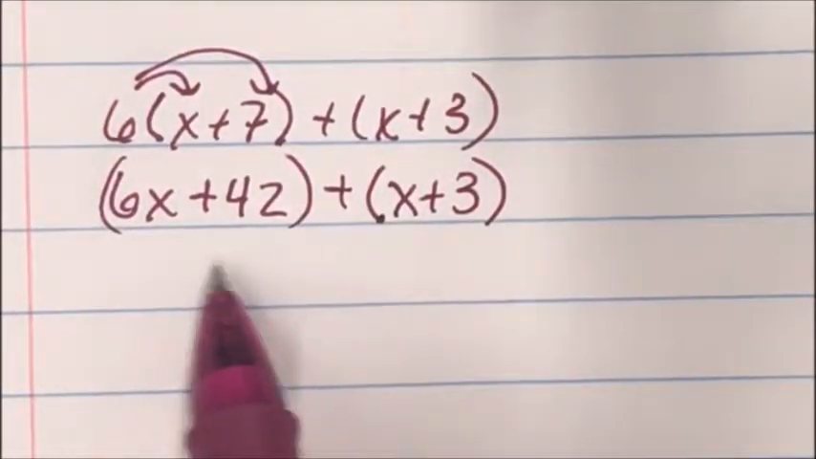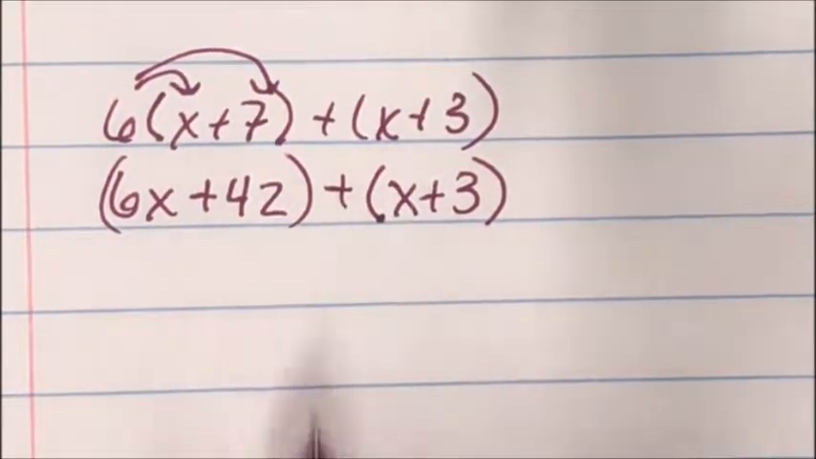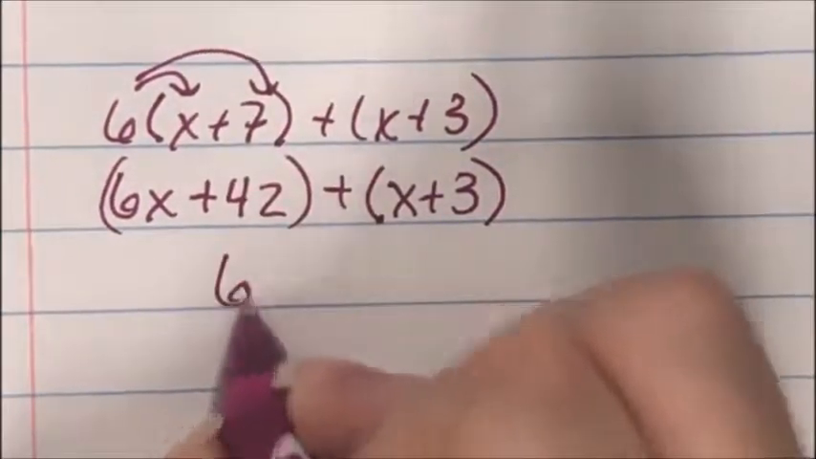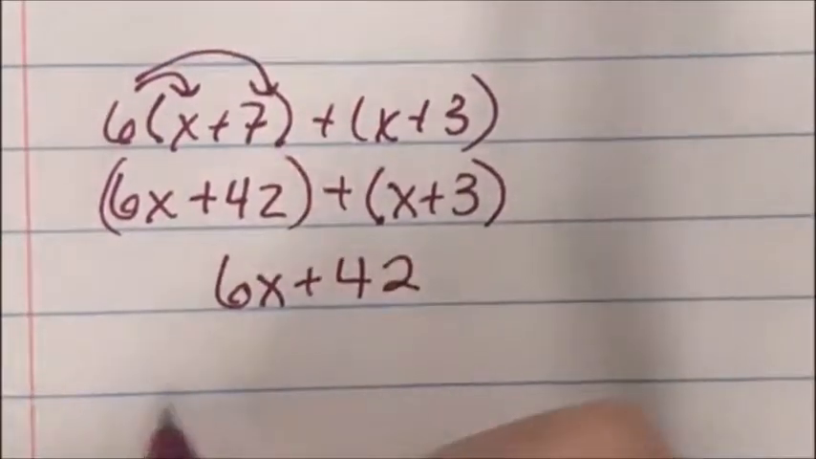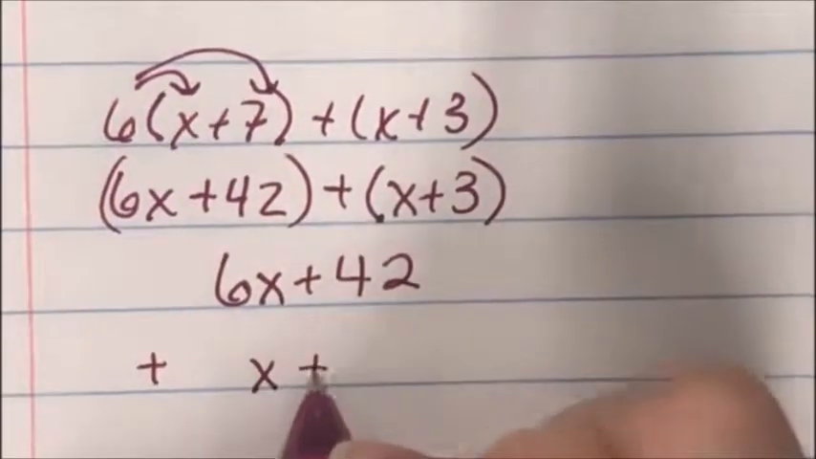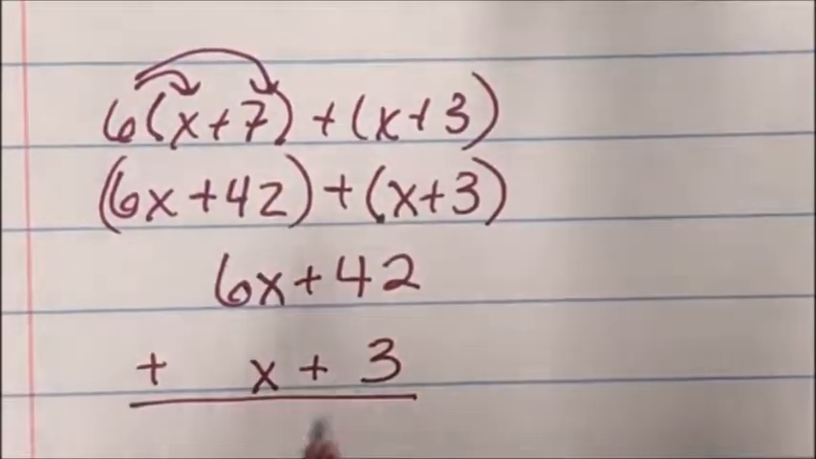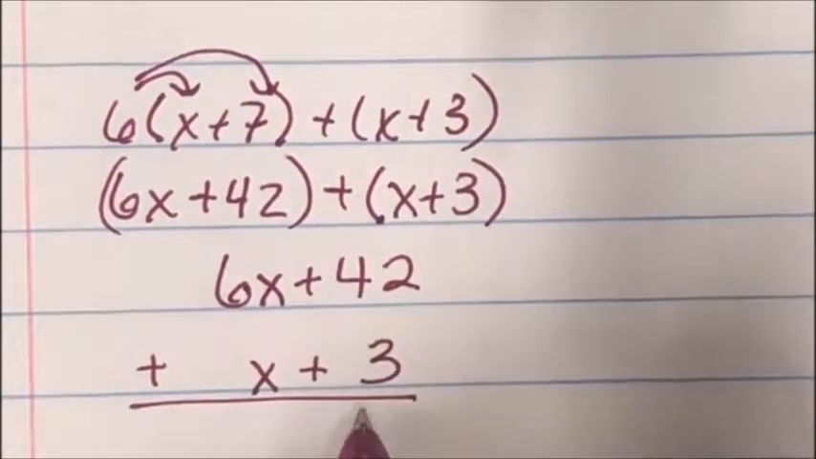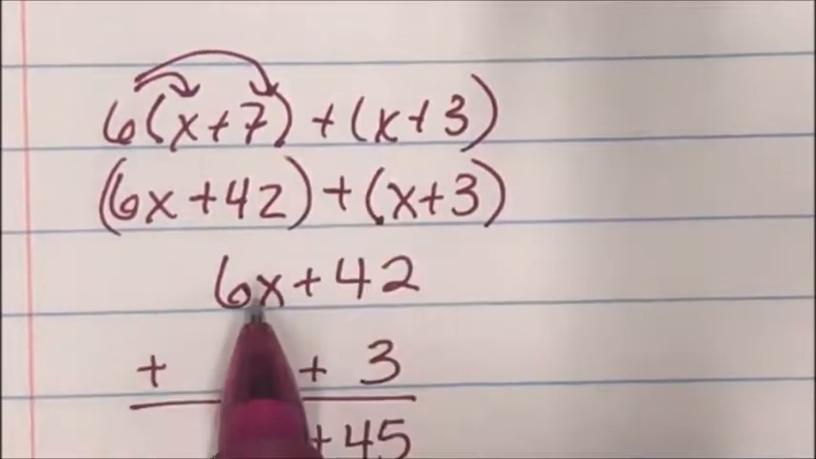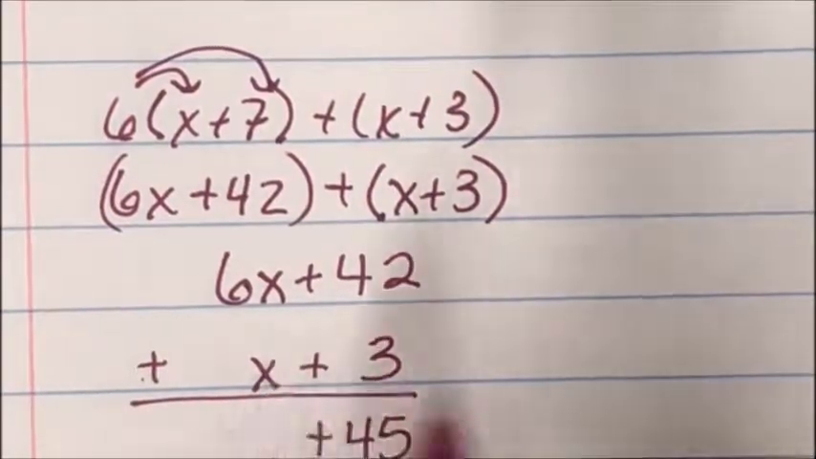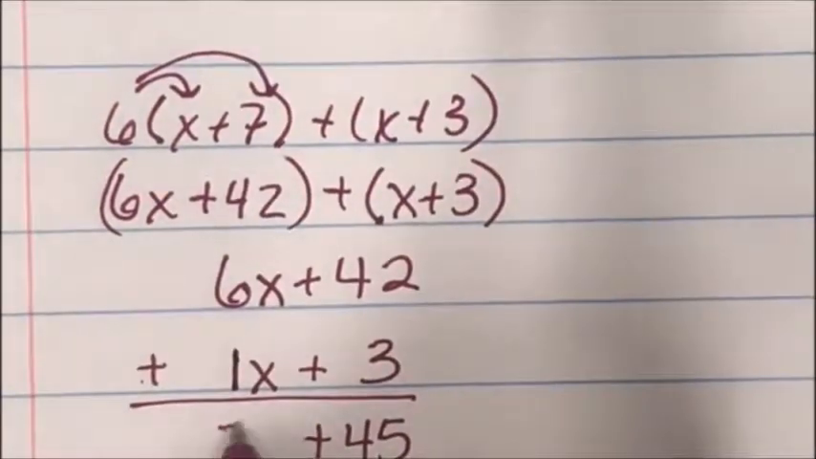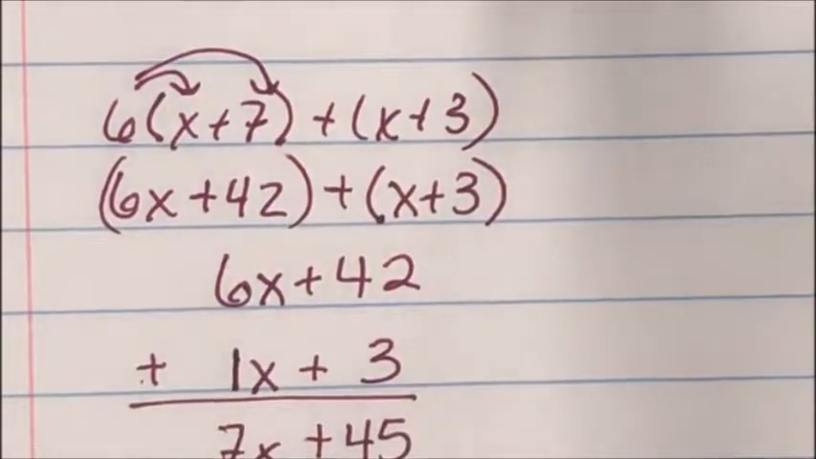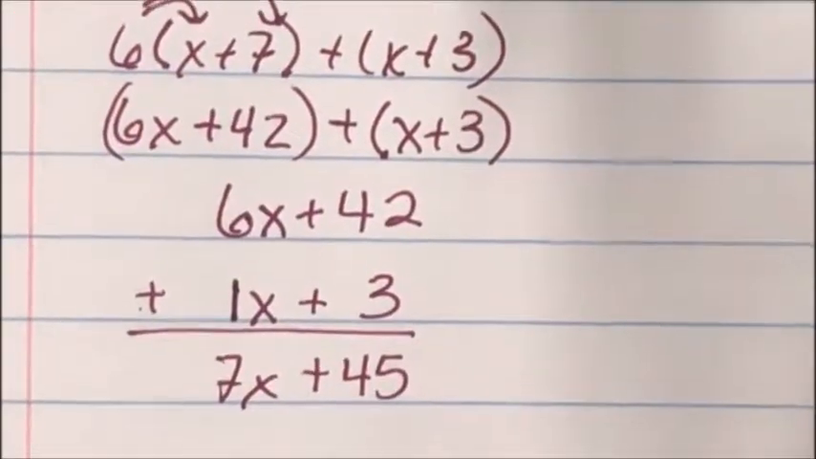Now you can draw models if you want. You're going to be drawing squares for a little bit because there's 42 of them. Or you can line them up. I'm going to go ahead and line these up. So I have 6x plus 42 plus x plus 3. Okay. Now I'm going to add them just like I would a normal addition problem. 42 plus positive 3 gives me a positive 45. And 6x plus 1x, because remember there's an imaginary 1 here, gives me 7x. So my final expression is 7x plus 45.